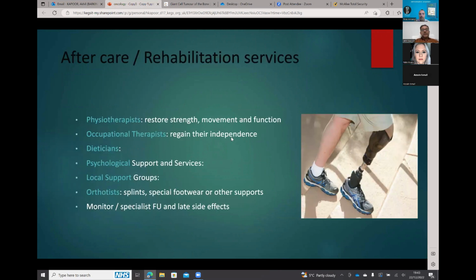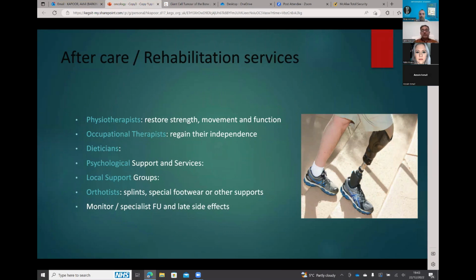So once we've completed the surgical treatment with or without adjuvant radiochemotherapy, then comes the role of rehabilitation services, which also forms an important part of the multidisciplinary approach. This involves physiotherapists, occupational therapists, dietitians. They could be psychotherapists involved in psychological support, as this is quite a life-changing diagnosis and treatment for a patient.